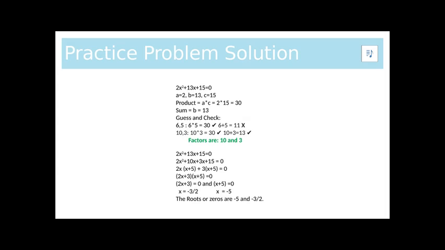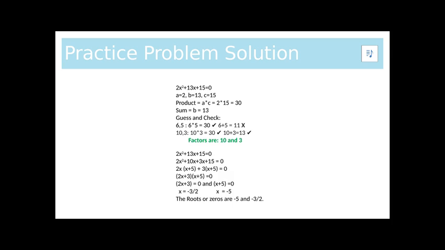So our equation we're trying to solve is 2x squared plus 13x plus 15 equals 0. Our A would be 2, our B would be 13, and our C would be 15. So our product of A times C would be 2 times 15, which would be 30, and our sum would be B, which is 13. So now we need to find the factors that multiply to our product and sum to 13.